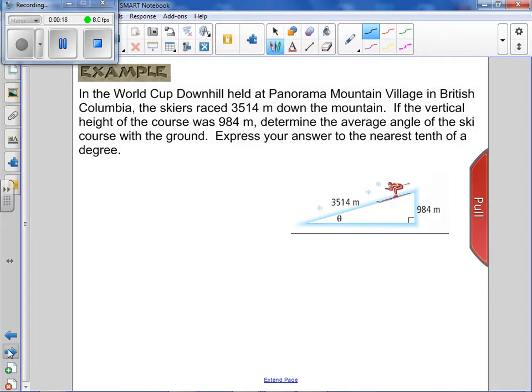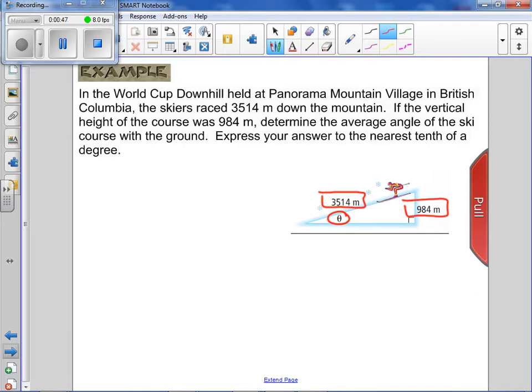It says, in the World Cup downhill held at Panorama Mountain Village in BC, the skiers raced 3,514 meters down the mountain, right? The number is right here. If the vertical height of the course was 984, again, there's that value right there, determine the average angle of the course. This is what we're looking for. Express your answer to the nearest tenth, so 1 decimal place.